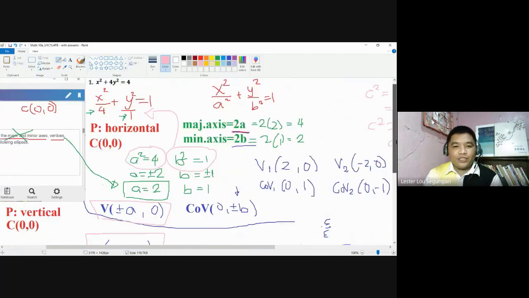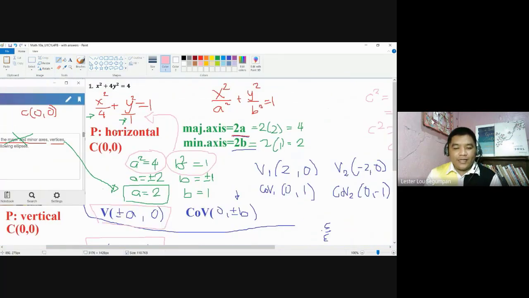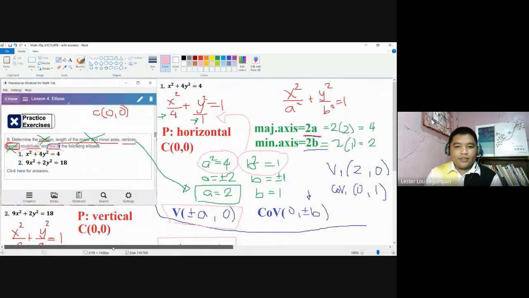We start with the position because it will help us later on to know what type of formula for the vertex, covertices, and foci that we are going to use. So we determine whether it's horizontal or vertical. Next, the center is always given by the standard form. Since it's vacant here, it's 0, 0. The lengths of the major axis and minor axis are also given by the standard form. And we can solve A using A squared, where the larger value of the denominator is. So the other one is B squared.